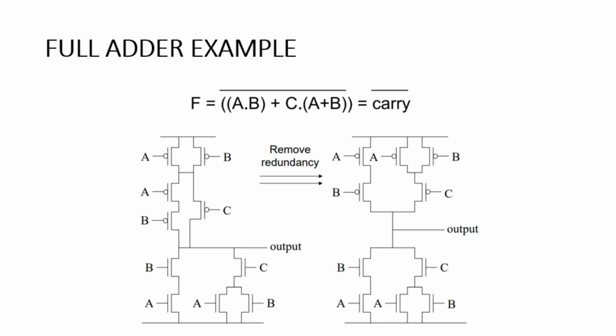First we will implement the pull down network. For the pull down network, we have first this A dot B, and this should be represented in the pull down network by combining them in series. So this is A dot B. Then we have A plus B, which is the parallel combination of A and B, and they are being combined with C by adding the C transistor in series. So this is the representation of C dot (A plus B).